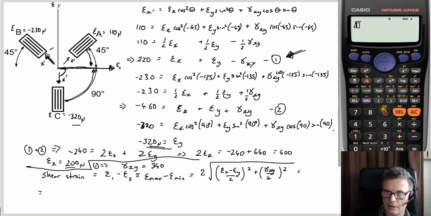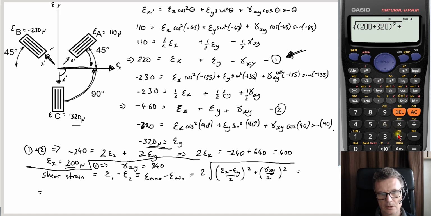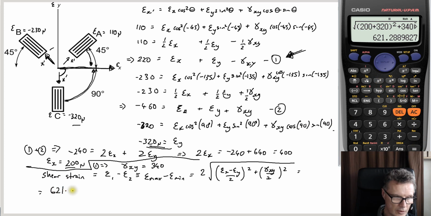So now I can do this. So let's start again. So x is 200. Take away 320 plus 340. And that gives me a shear strain of 62129 microstrain.